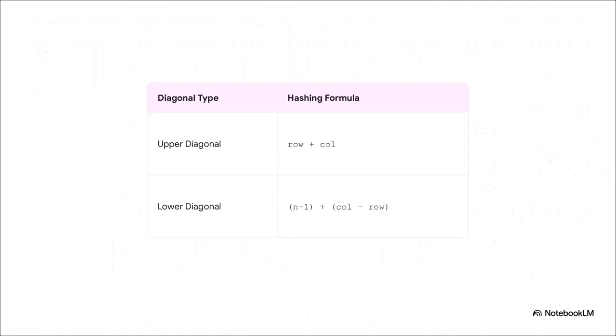Okay, so this is the really clever part. Check this out. For any diagonal that goes from the top left to the bottom right, the sum of the row plus the column is always the same number for every square on that line. So like square 0, 1 and square 1, 0 are on the same diagonal, and guess what? 0 plus 1 is 1, and 1 plus 0 is also 1. It's a unique ID, and there's a similar formula for the other diagonals. This trick lets us check for any diagonal attacks in what's called constant time. It's basically instant, a massive, massive speed up.